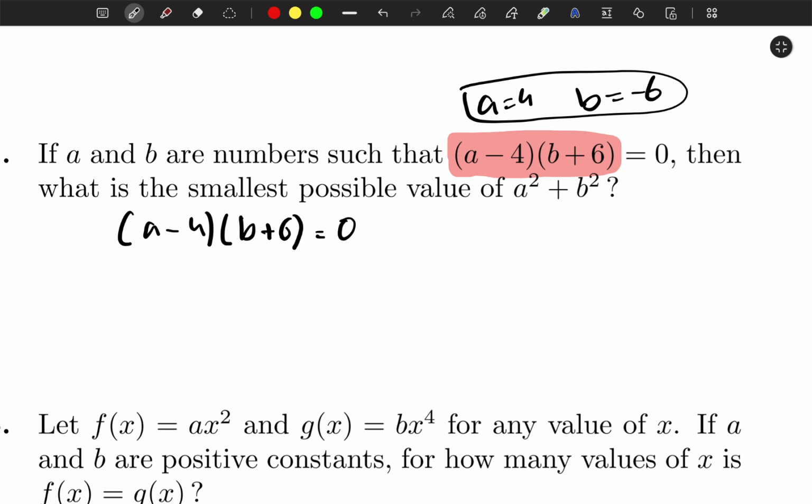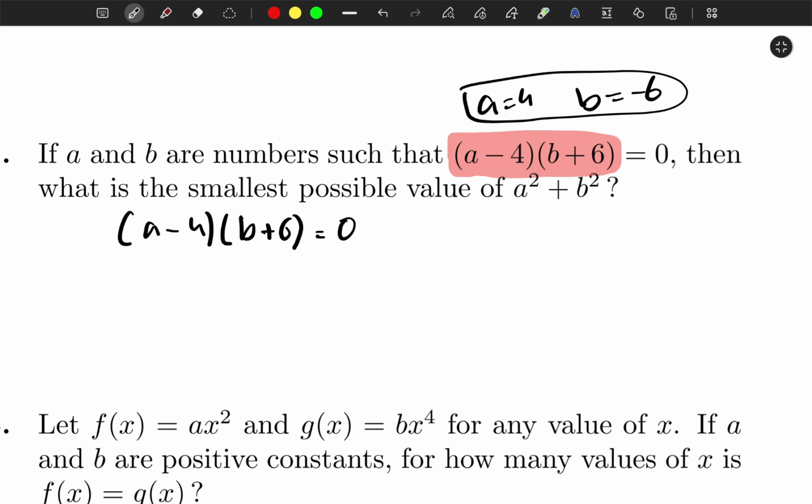Okay, let's just look at this again. If A and B are numbers such that this statement is true, then what's the smallest possible value of this? Okay, I know that has something to do with these over here. What exactly though? Oh wait. I think this might work.